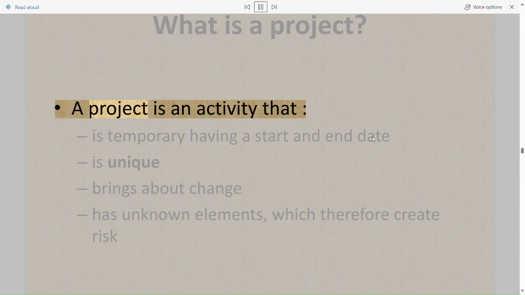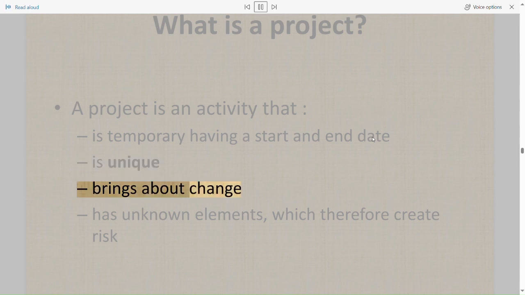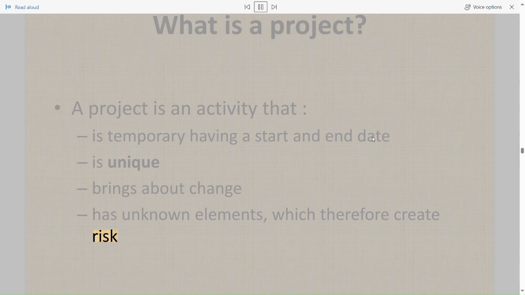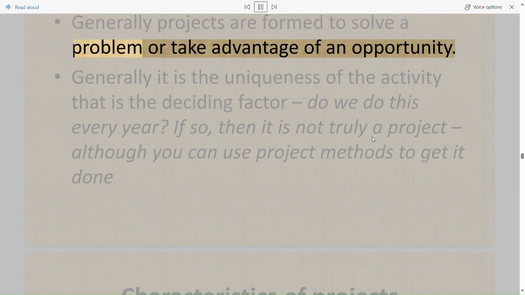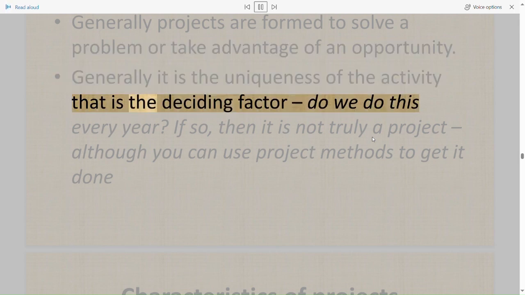A project is an activity that is temporary, having a start and end date, is unique, brings about change, and has unknown elements, which therefore create risk. Generally, projects are formed to solve a problem or take advantage of an opportunity. Generally, it is the uniqueness of the activity that is the deciding factor.